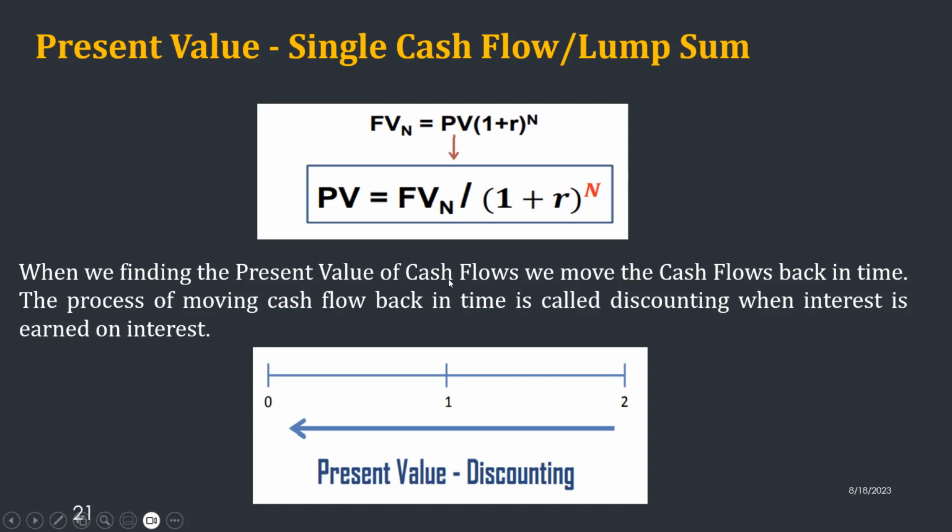When we find the present value of cash flows, we move the cash flows backward in time. The process of moving cash flows backward in time is called discounting, when interest is earned on interest. As I told you in the first lecture, in the time value of money we are calculating the compounding interest, or interest on interest. When we are going forward in time, we are compounding, and when we are going backward in time, we are discounting the cash flows.